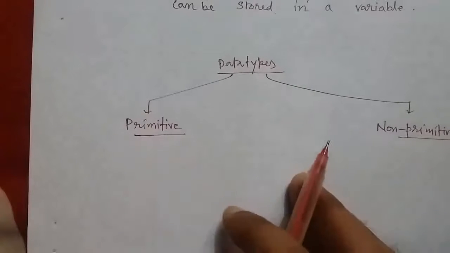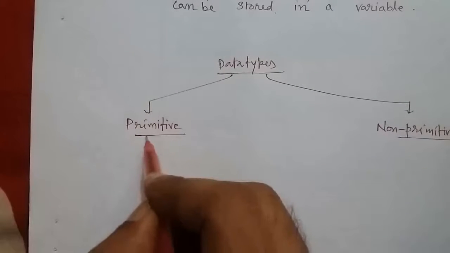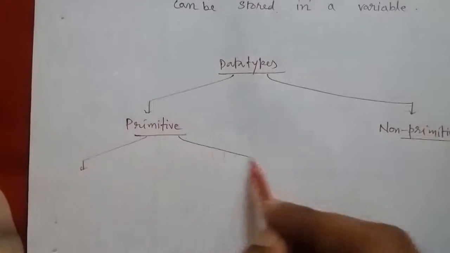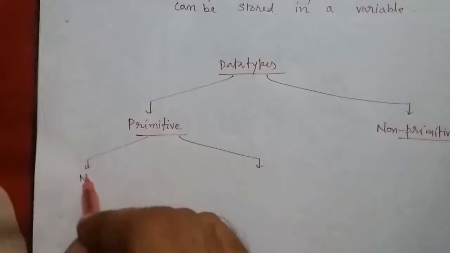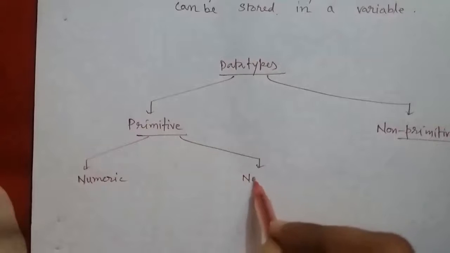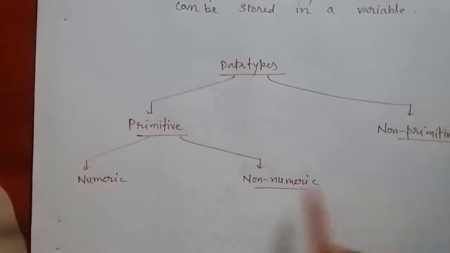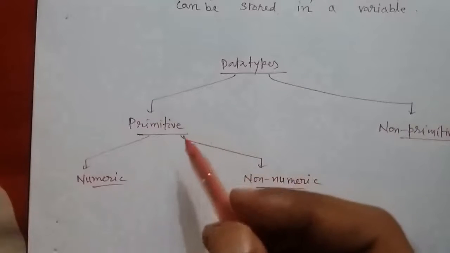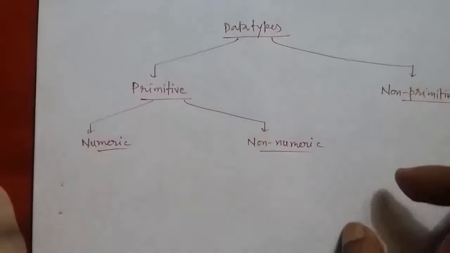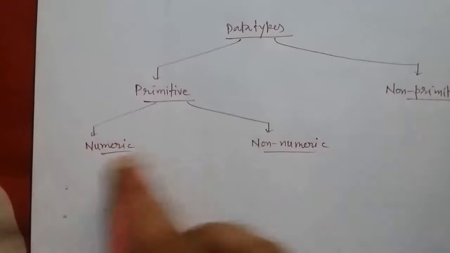So primitive data types are divided mainly into two types. Number one is numeric and the second one is non-numeric. That means the data types which do not depend on other data types are divided into two types, numeric and non-numeric. So first one is numeric.